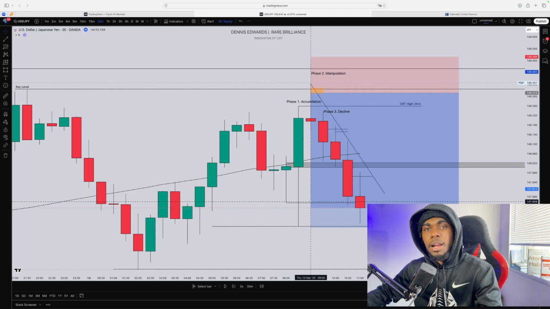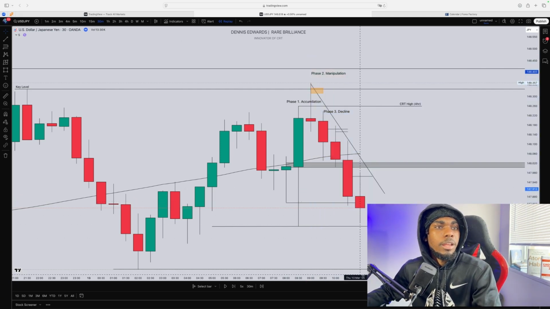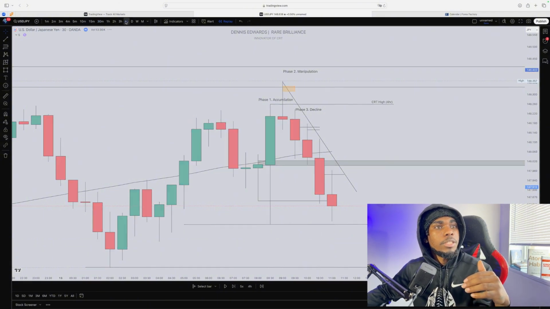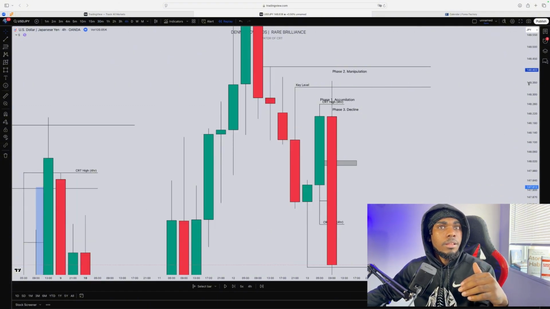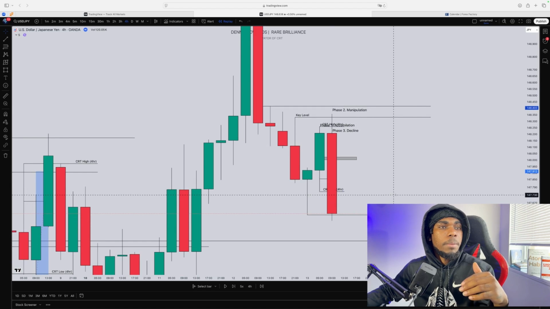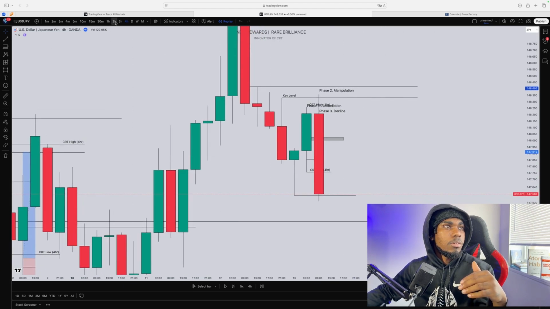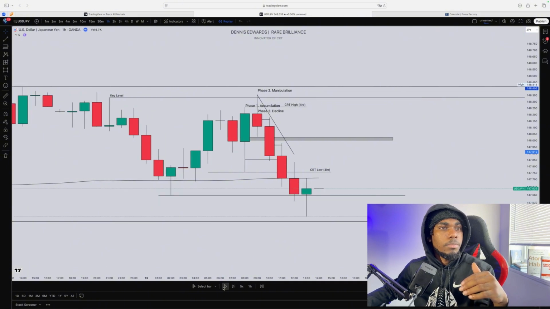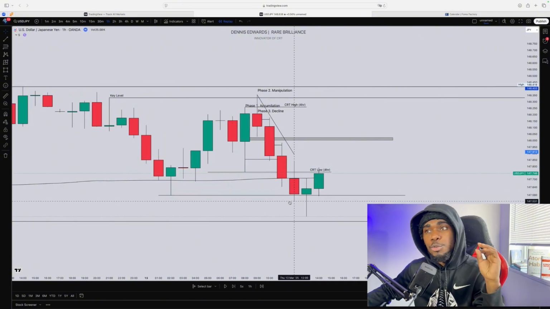So I got out of the market here, and you could pretty much see that we started to have a 4-hour CRT again, I believe. Let me see if price came down, touched our second low. Let me just roll a clip. See, we had a whole another CRT, right?